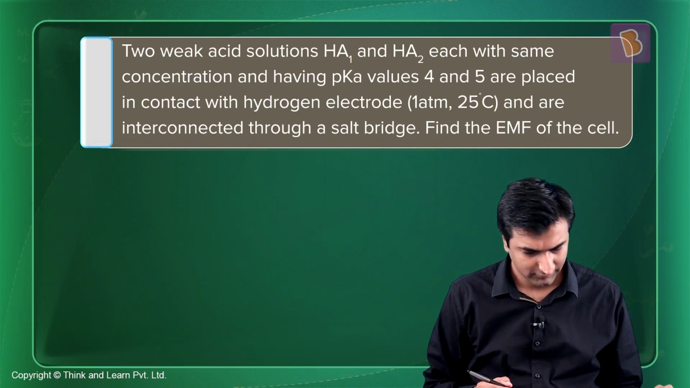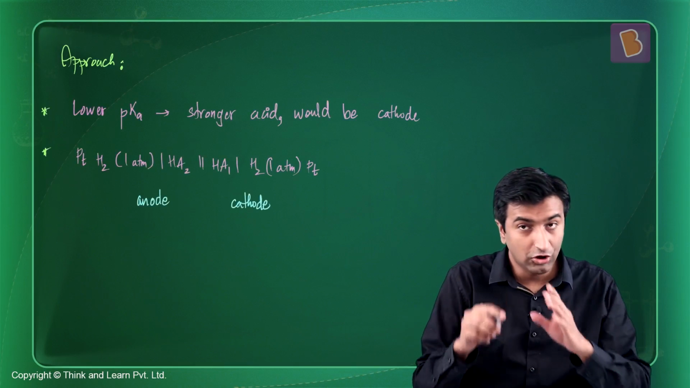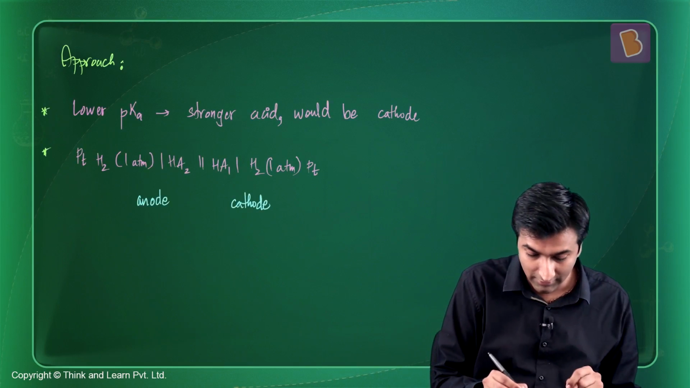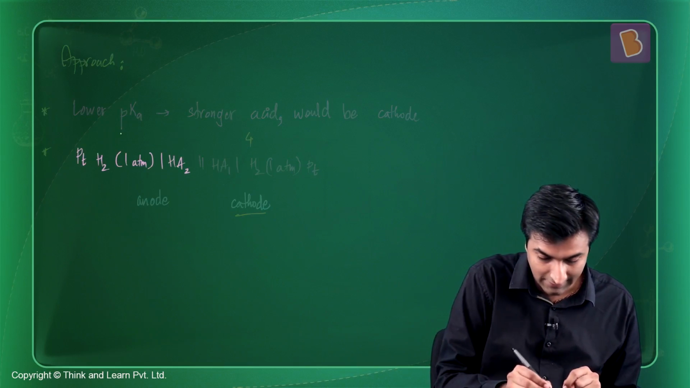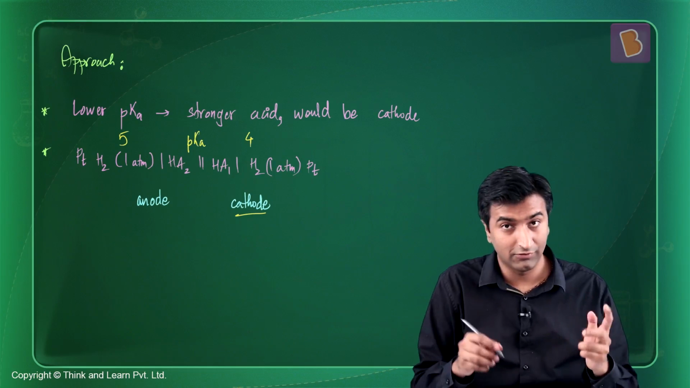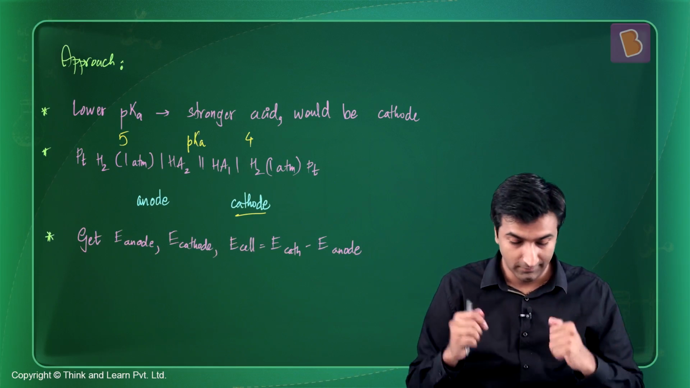Let's see. The approach here is going to be that, look, there's a concentration cell that gets formed. So the lower pK is a stronger acid and that becomes the cathode. And that's why I set it up like this. You see over here, this had a value of 4, this had a value of 5. I'm talking about the pKa values, right? So that becomes a cathode because of the concentration cell. Only then you get a positive EMF from the cell, which is the goal.